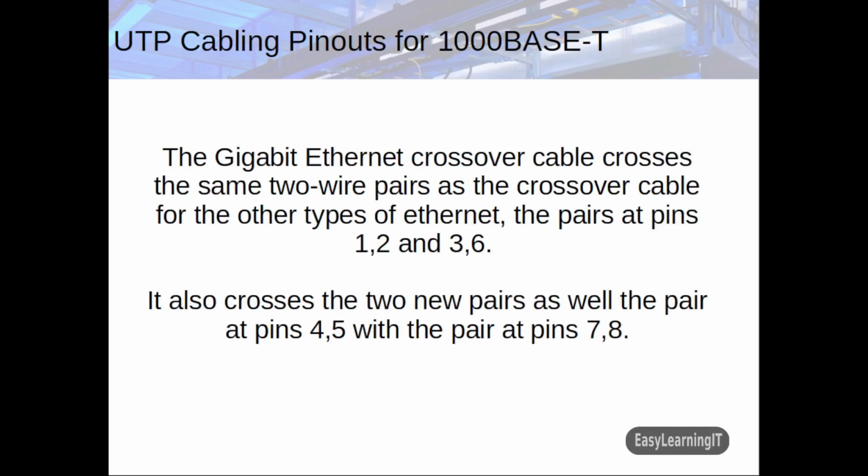The gigabit Ethernet crossover cable crosses the same 2 wire pairs as the crossover cable for the other types of Ethernet, the pairs at pins 1, 2 and 3, 6. It also crosses the 2 new pairs, as well: the pair at pins 4, 5 with the pair at pins 7, 8.